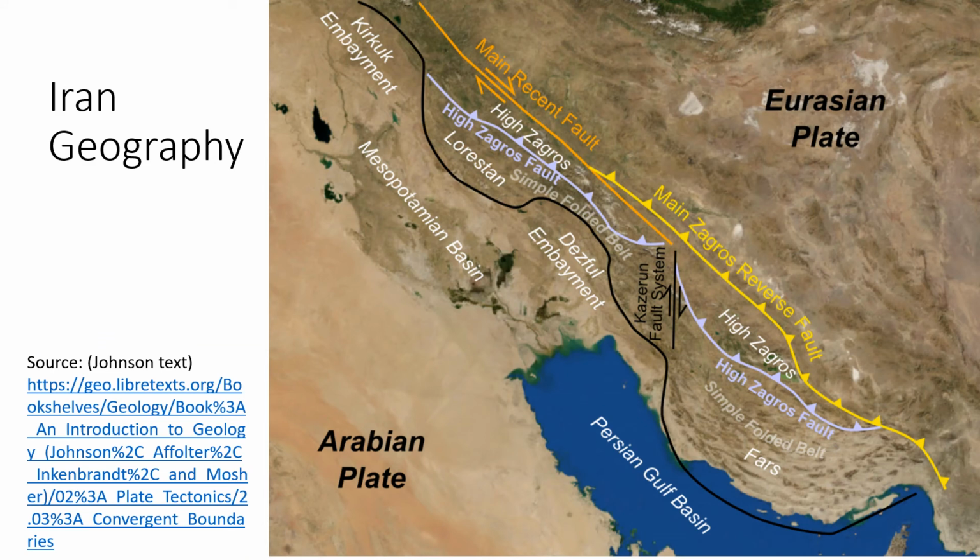We can see the same stuff happening if we look at the geography of Iran here. By the way, this is an image from the Johnson text, so if you've already read it, you can see there, or if you're going to read it, then you'll see it later. So you get this collision here happening, and lots of damage right there, and then you get really tight folded belts right there, and then as you get further out, you start to get less intense folding as you get towards the Gulf Basin here.